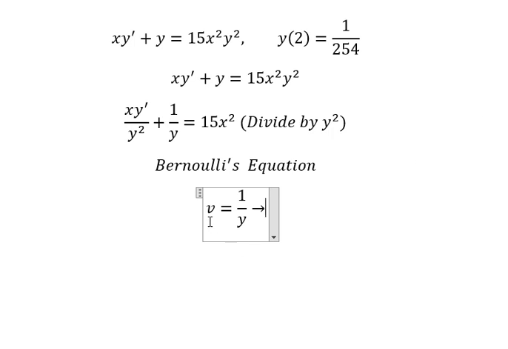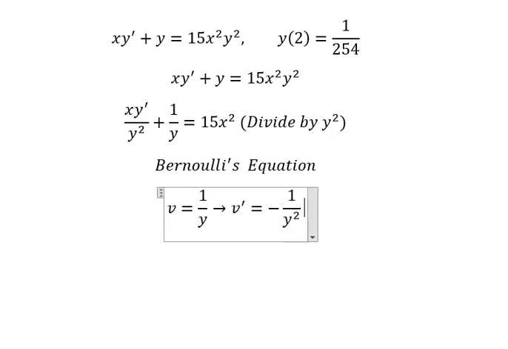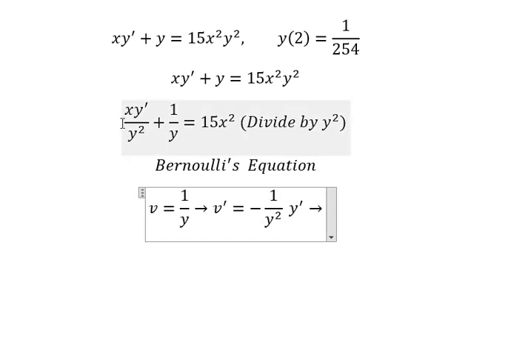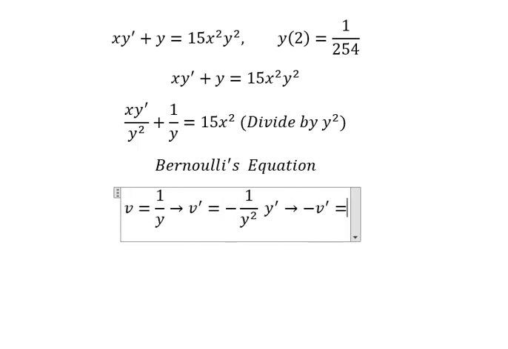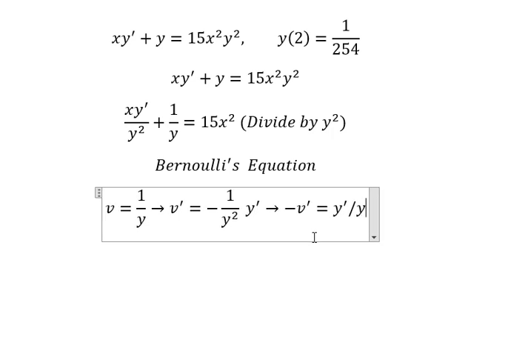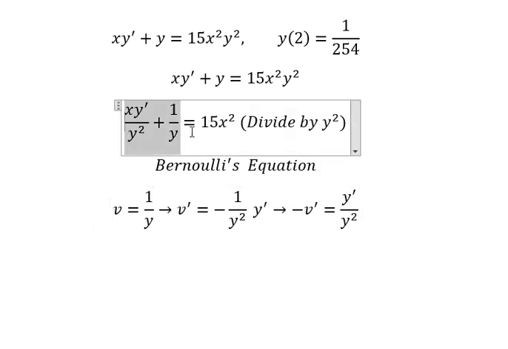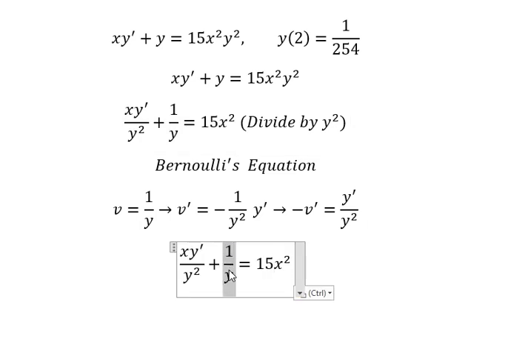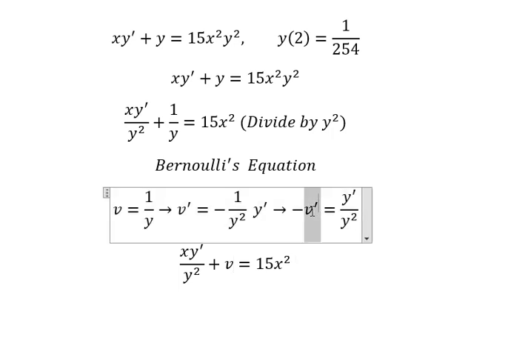Later we need to do the first derivative for both sides, and we have negative 1 over y squared and first derivative of y. Because we don't have the negative side, I will put this one go to the left. So this one we change for v, and this one we change for negative first derivative of v.